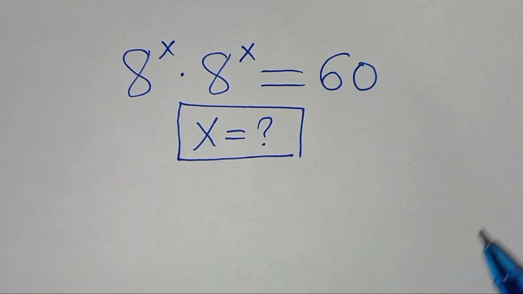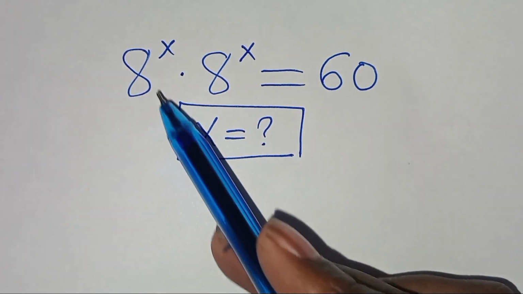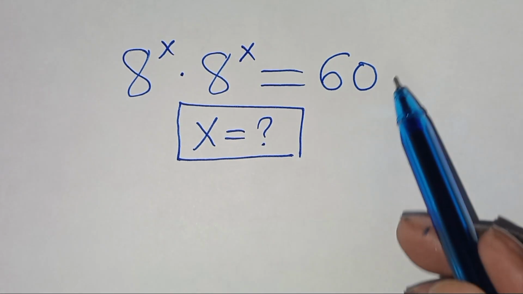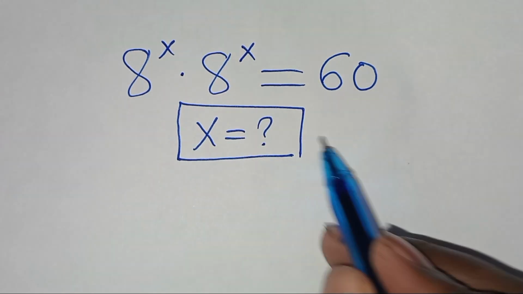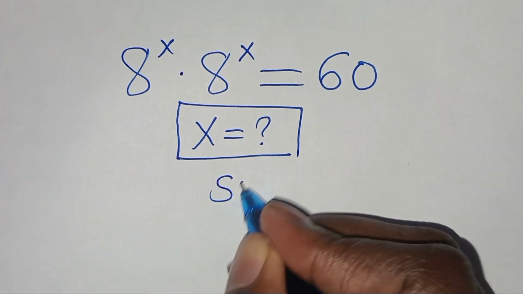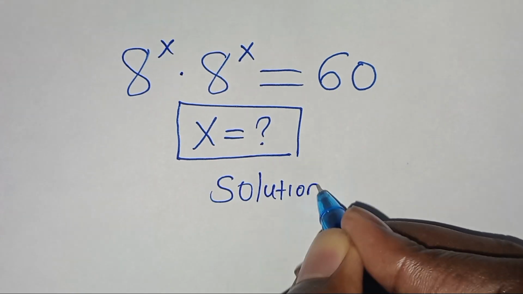Everyone, you are welcome to solve this nice exponential problem, which is 8 to the power x times 8 to the power x. This is equal to 60. So what is the value of x? Now, let's present the solution from here.